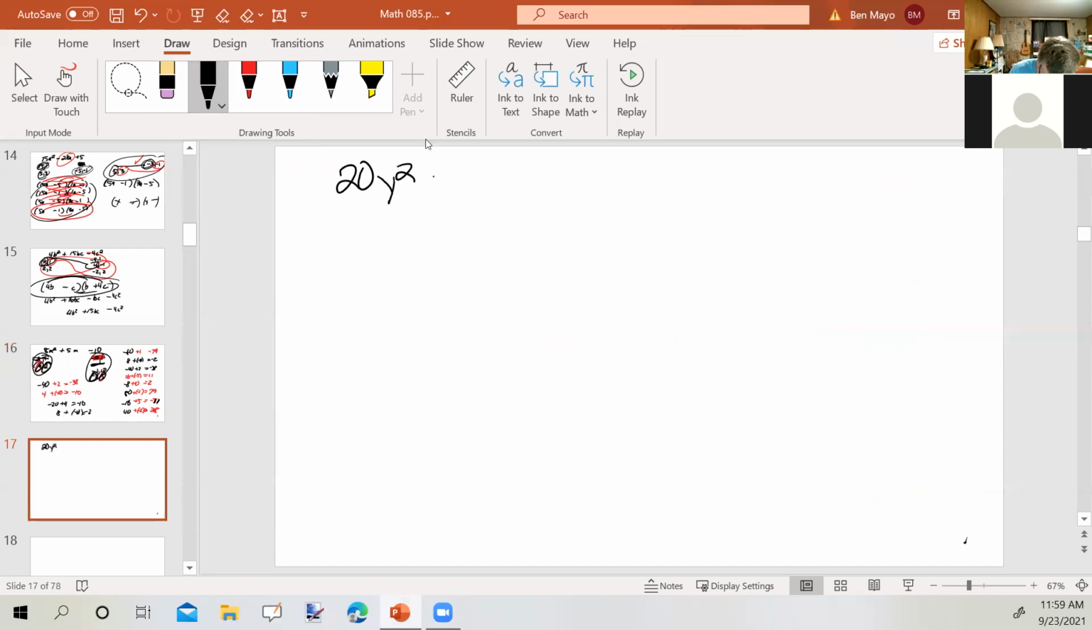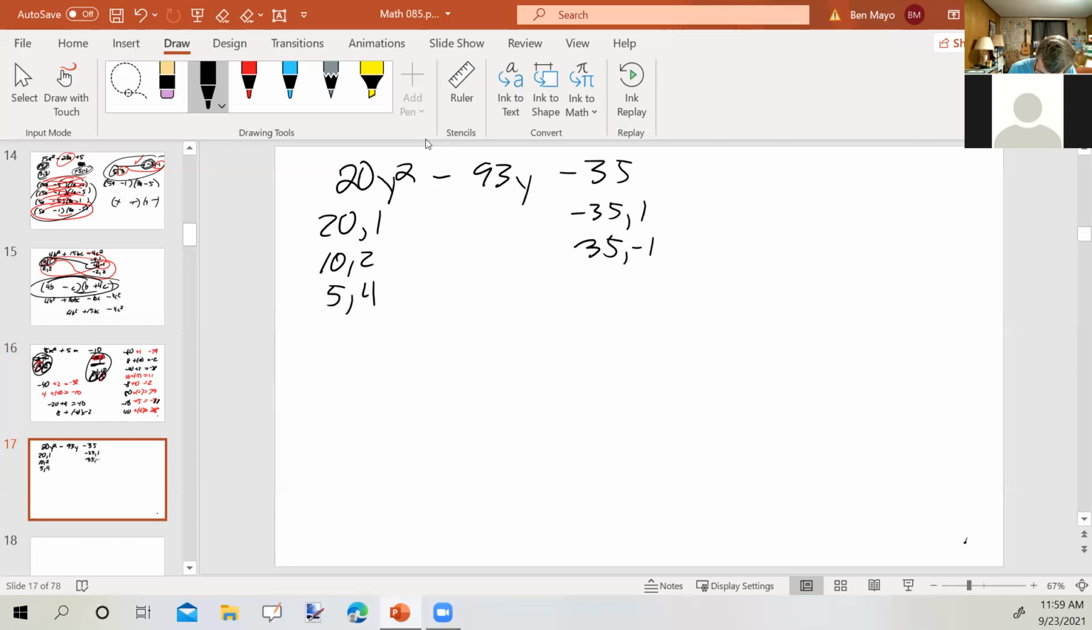20y squared minus 93y minus 35. This is a trinomial. It's in standard form. There's no greatest common factor. The leading coefficient is not a 1. 20 is 20 times 1, 10 times 2, 5 times 4. Negative 35 is negative 35 times 1, 35 times negative 1, 7 times negative 5, negative 7 times 5.